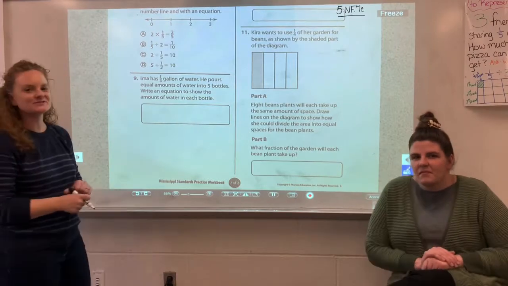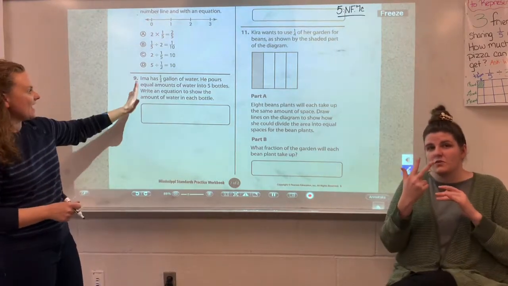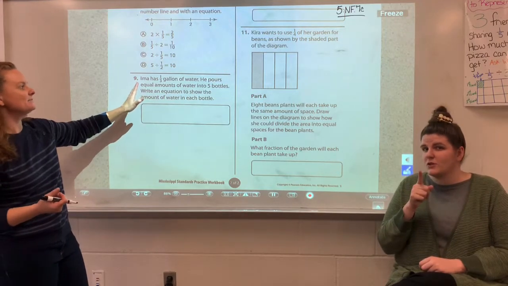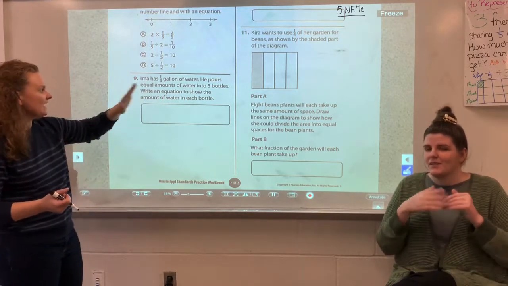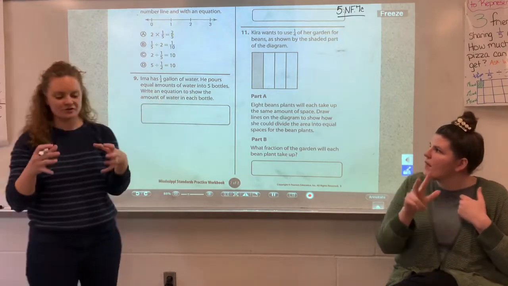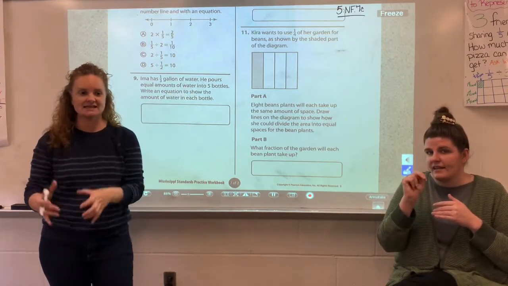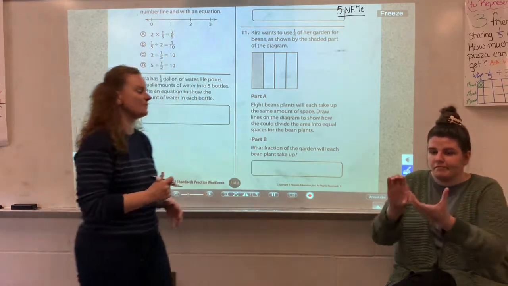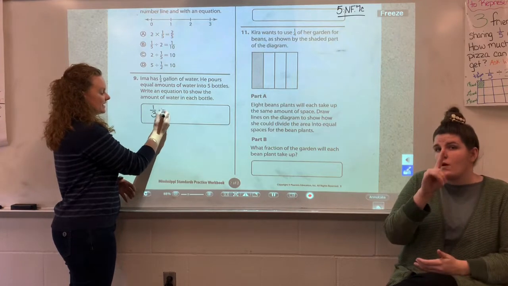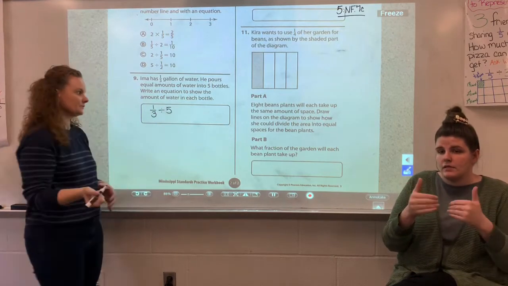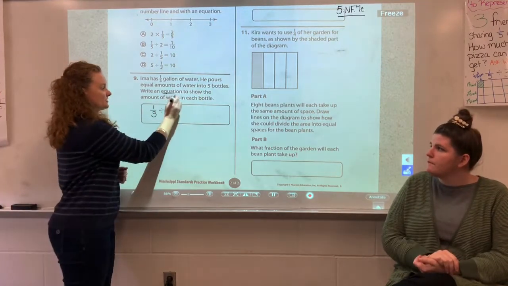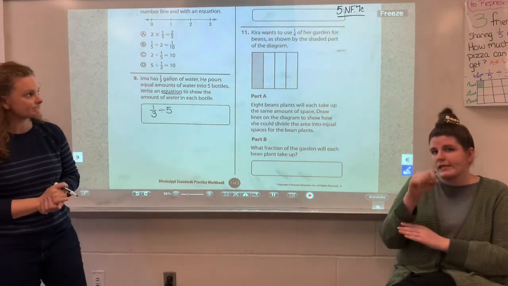All right, our last 3 problems. Emma, or Ima, I'm not sure what this is, but it's a boy. Ima has 1/3 gallons of water. He pours equal amounts of water into 5 bottles. So he has a 1/3 gallon here that he's taking, and he's distributing equally among the 5 bottles. So he is taking his 1/3 and he's dividing it among 5 bottles, okay? And all it asked for was an equation, so we don't even have to solve this one.